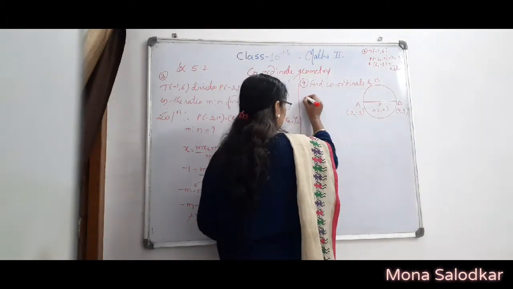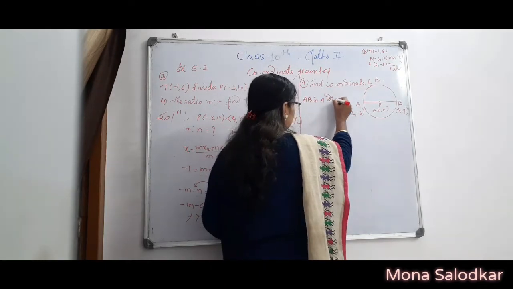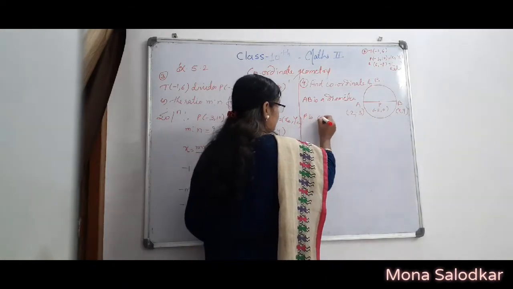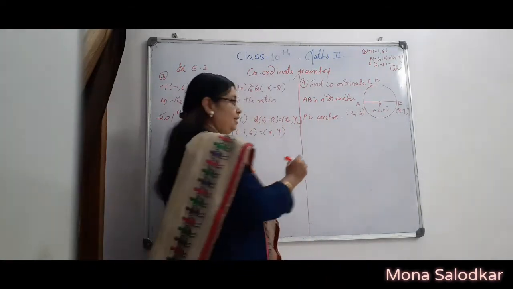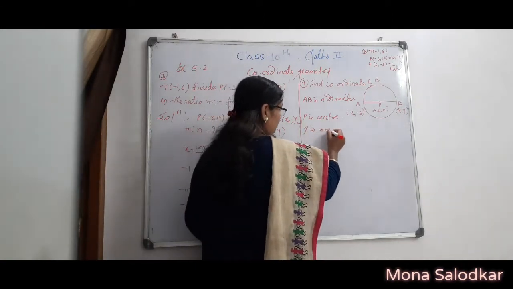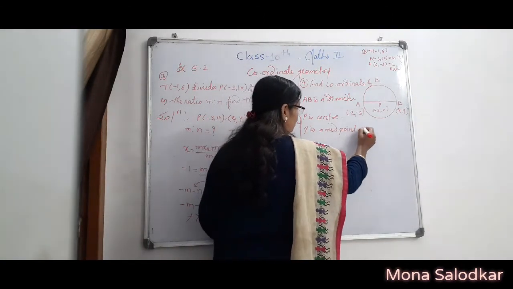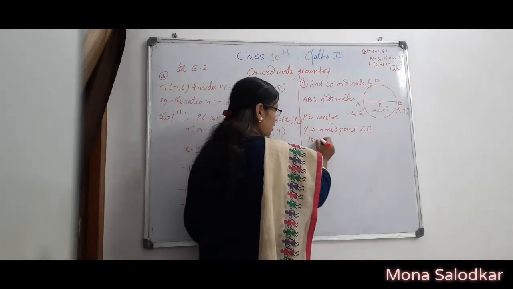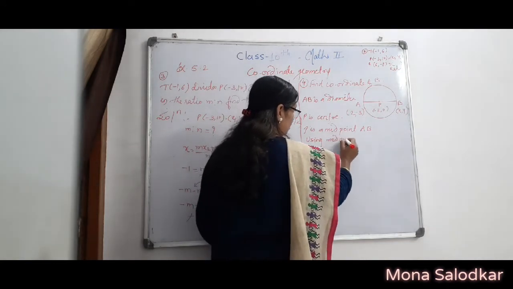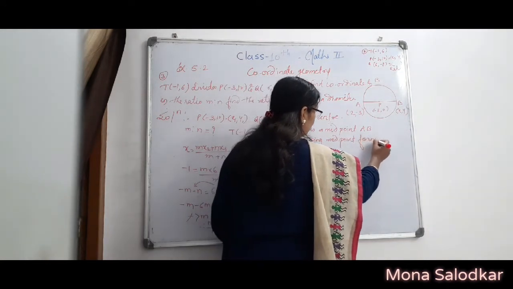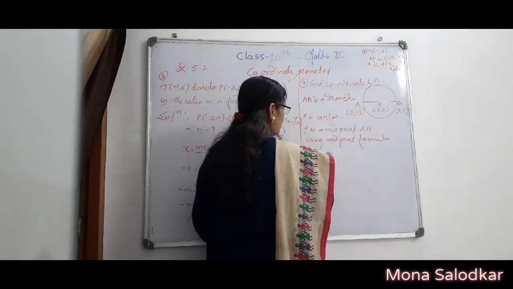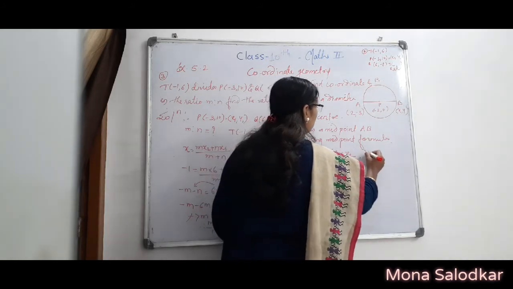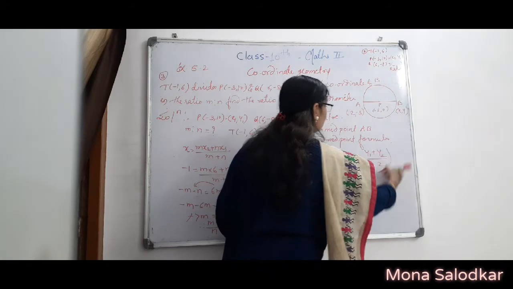Now see here, what is given? AB is the diameter. If AB is the diameter, means P is center. If P is center, means P is a midpoint. Now if P is midpoint, then what you have to use? Midpoint formula. Now what is your midpoint formula? (x, y) is equal to ((x1 plus x2) upon 2, (y1 plus y2) upon 2).